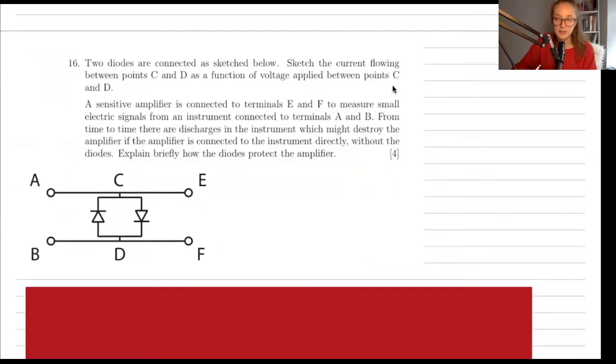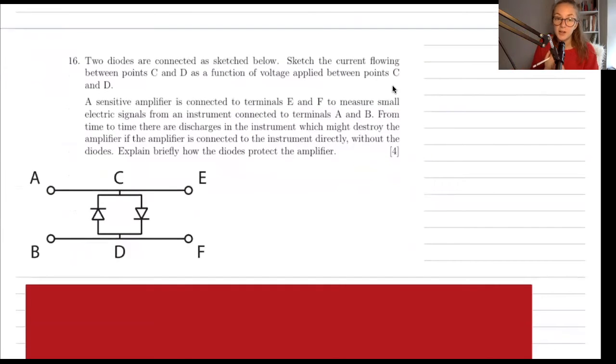So this next question is relating to diodes, and we're told that 2 diodes are connected to the sketch below, and they want us to sketch the current flowing between points C and D as a function of voltage applied between points C and D. So what we need to understand about diodes is that no current will flow through them until we reach a threshold voltage. And then at that threshold voltage, we can have a current flow of any value, essentially.